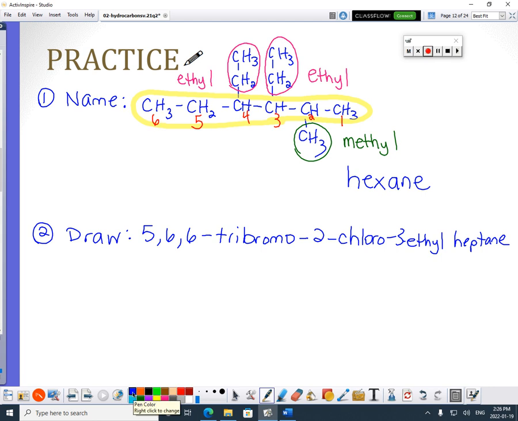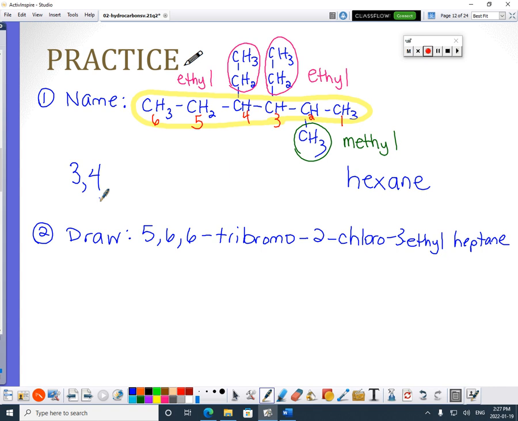So where are the ethyl groups? There's an ethyl group on number 3. Is the other ethyl group on number 3? No, it's on number 4. So that's what these numbers tell us: where is whatever branch, chloro, whatever, nitro.